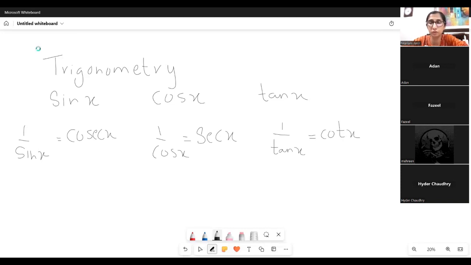So last year you've already studied graphs of sine, cos, tan, and their transformations. Sine 2x, 2 sine x, cos half x or half cos x. So you already know that. We'll quickly revise that, and then we will also be plotting the graphs of their reciprocals. So let's start with sine.